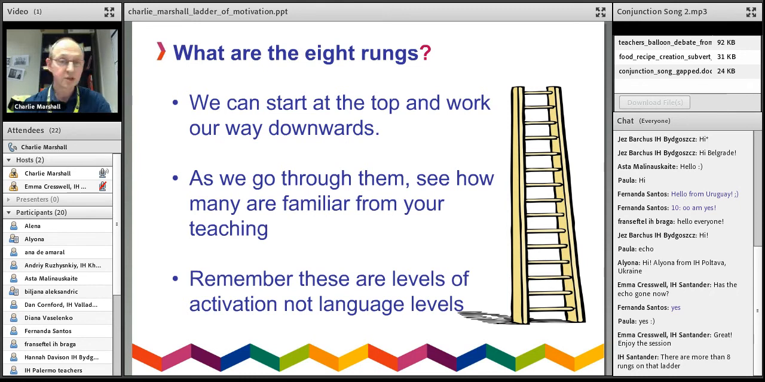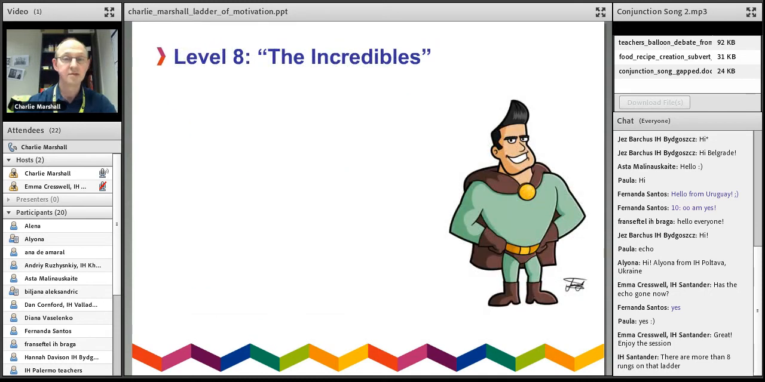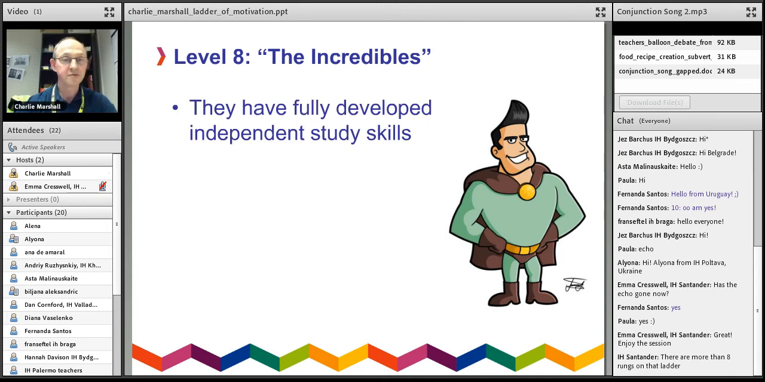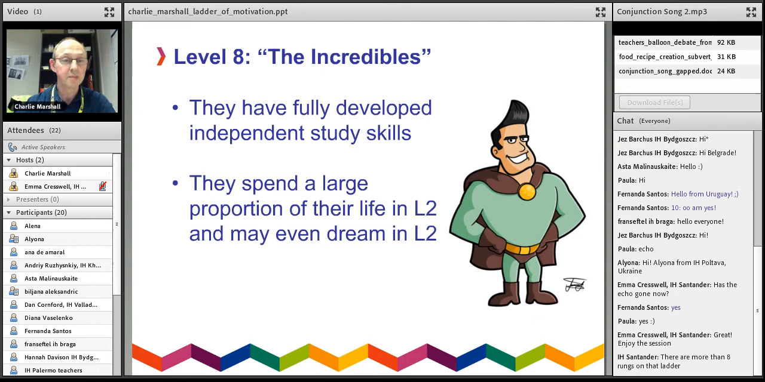So we'll start. Here's the first level. The first level is The Incredibles, and I've given this little cartoon picture here. The Incredibles have fully developed independent study skills. You ask them to do something and they just get on and do it. They do stuff without you asking them as well. They spend so much time in the target language, in L2, they may even dream in L2. They really are incredible.